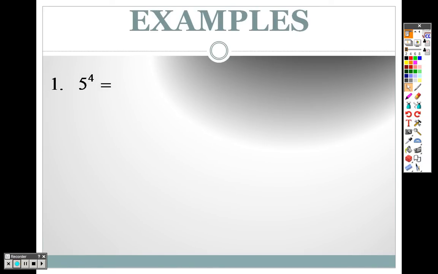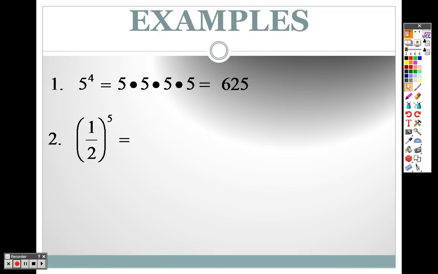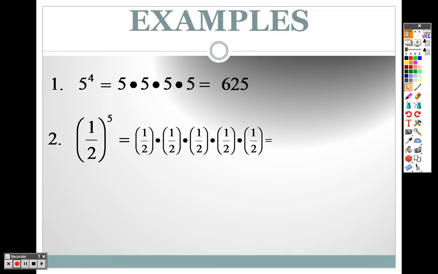So 5 to the fourth power, I'd write as 5 times 5 times 5 times 5. Right? I'd write 5 4 times. And 5 times 5 times 5 times 5 is 625. 1/2 to the fifth power, I'd rewrite as 1/2 times 1/2 times 1/2 times 1/2 times 1/2. So when I go to multiply those, I multiply the tops. 1 times 1 times 1 times 1 times 1, which is 1. 2 times 2 times 2 times 2 times 2 on the bottom, which is 32.